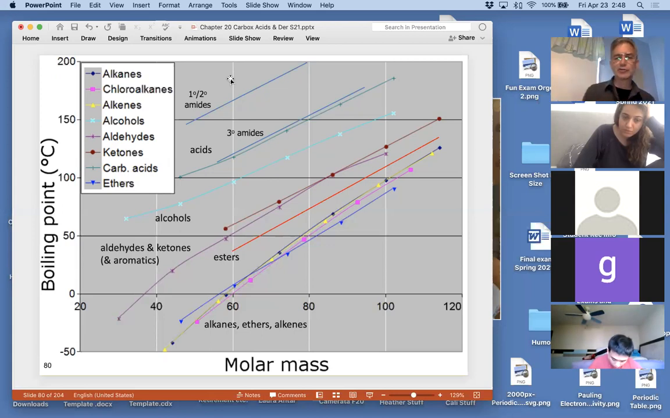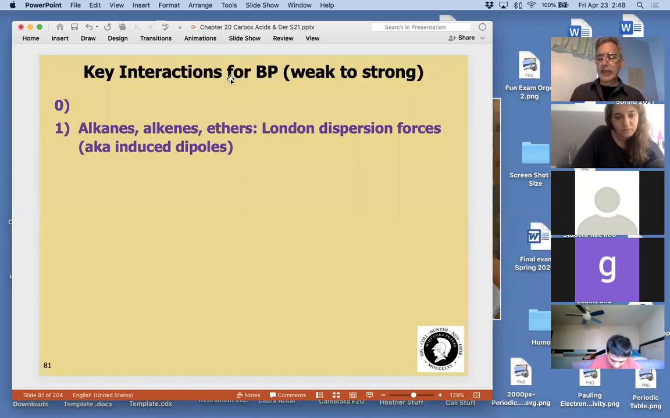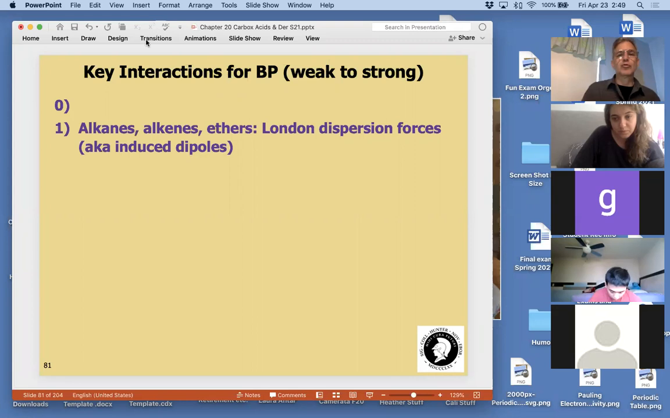Okay, I hope that helps put everything together. We're running out of functional groups. This is the last chapter with new functional groups, sort of. Okay, so I want to step through all the different functional groups and the interactions, okay? Weak to strong. So this is putting everything together for the semester.